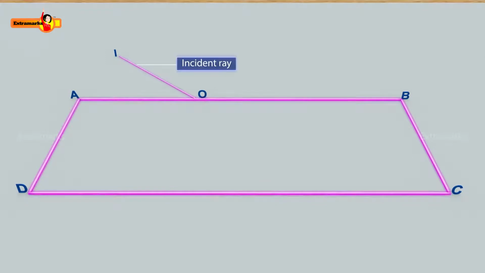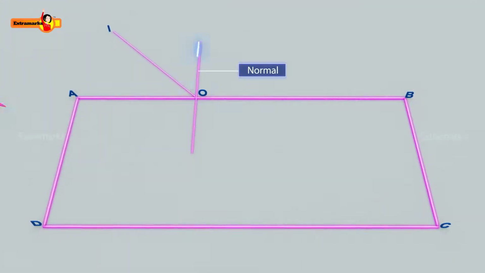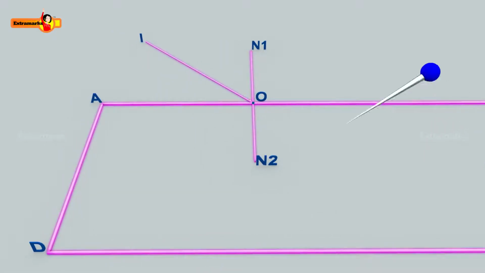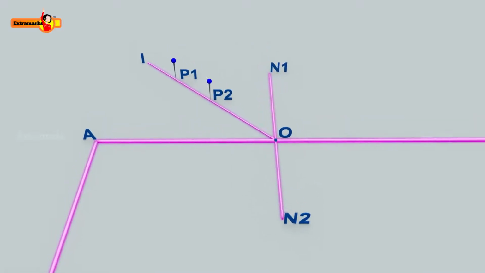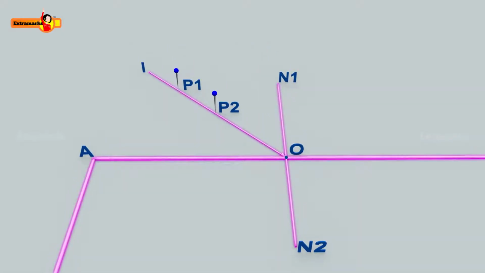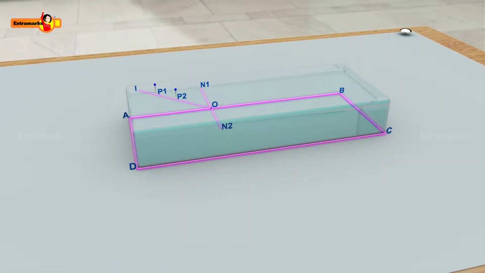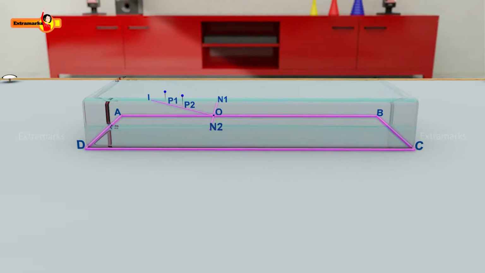IO is the incident ray. Draw a normal N1N2 at the point of incidence O. Take two pins, P1 and P2, and fix them on the incident ray IO. Place the glass slab again on its initial position, that is ABCD.